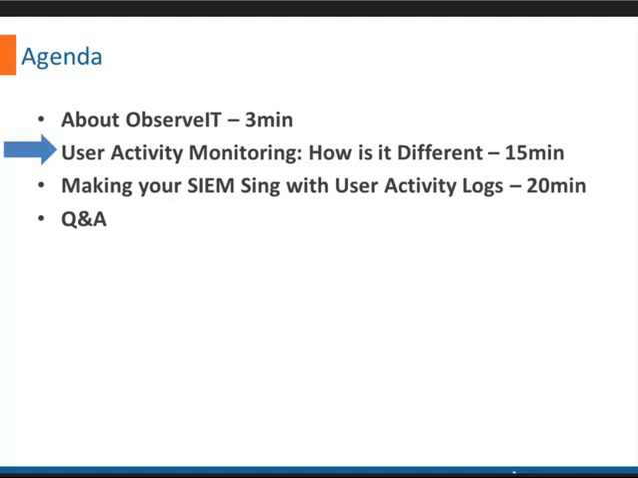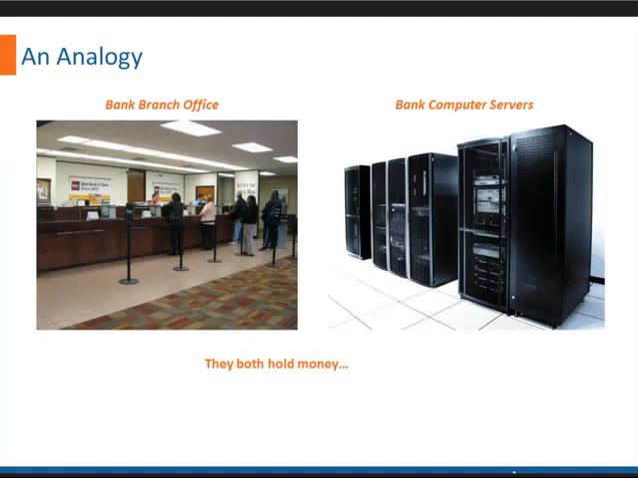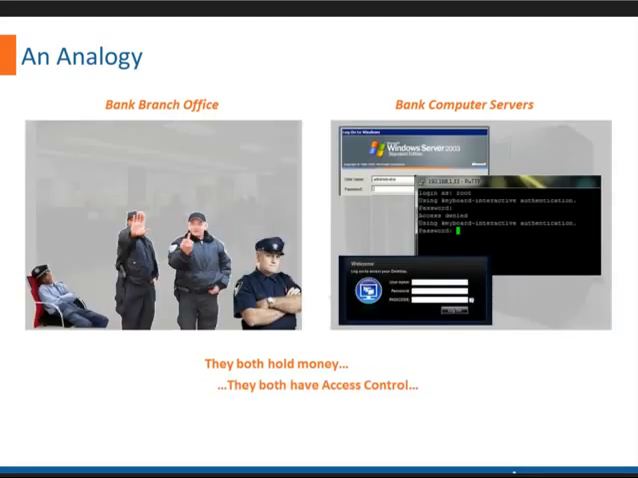Why is this a solution or an issue that really is of importance and is really worth taking into account? To start off, I'd like to use an analogy, if I may. Let's consider for a minute a bank. A bank has many different environments. Two of those include branch offices and computer servers, or your server farm. And in many ways they're very similar. They both hold a lot of money. They both have some means of access control as well.